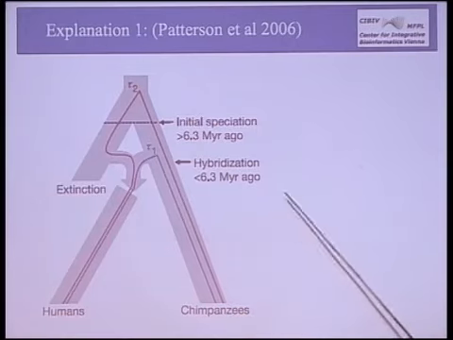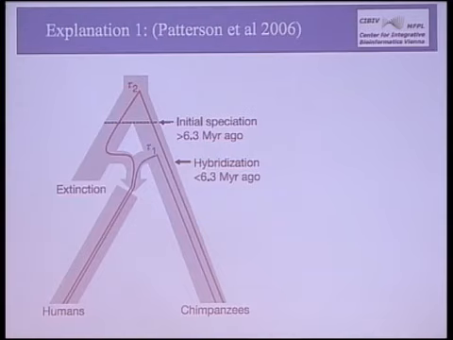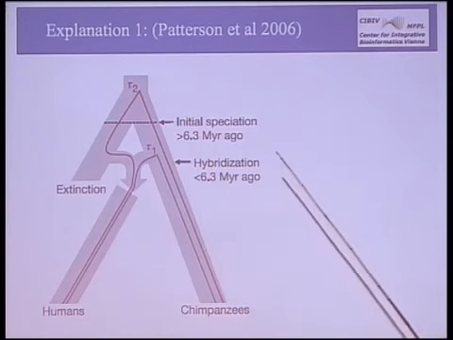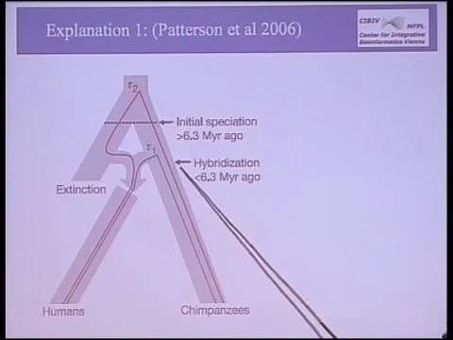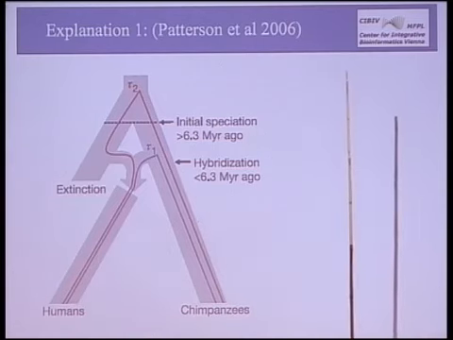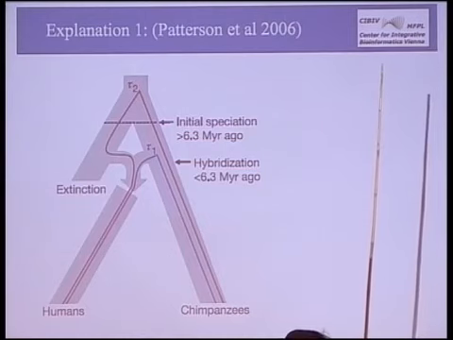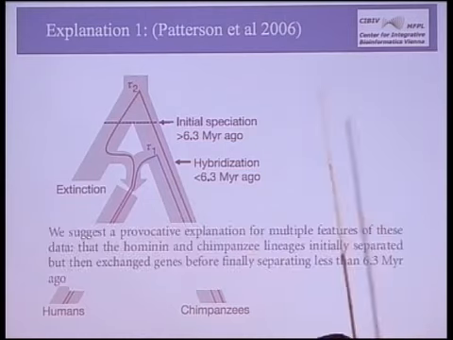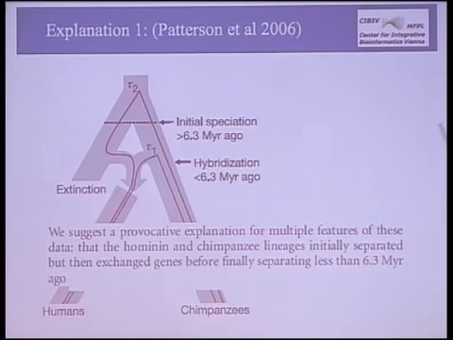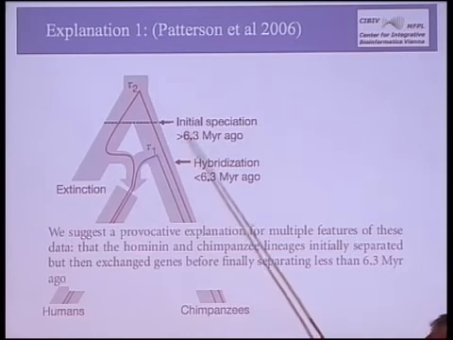And something like this always hits the newspapers because one projects it into nowadays somehow. We suggest, to quote them, "we suggest a provocative explanation for multiple features of these data, that the hominin and chimpanzee lineages initially separated, but then exchanged genes before finally separating less than 6.3 million years ago."